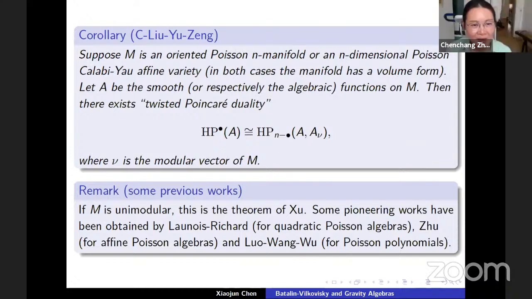What is a Poisson Calabi-Yau affine variety? Now you see this is in an algebraic setting. Suppose I have an affine variety, then we can consider the functions on this affine variety, right? And by Calabi-Yau, I mean it has a volume form. And by Poisson Calabi-Yau affine variety, I mean this variety has an algebraic Poisson structure. But again, the volume form of this affine variety may not necessarily be Poisson. So that's what I mean by Poisson-Calabi-Yau variety.